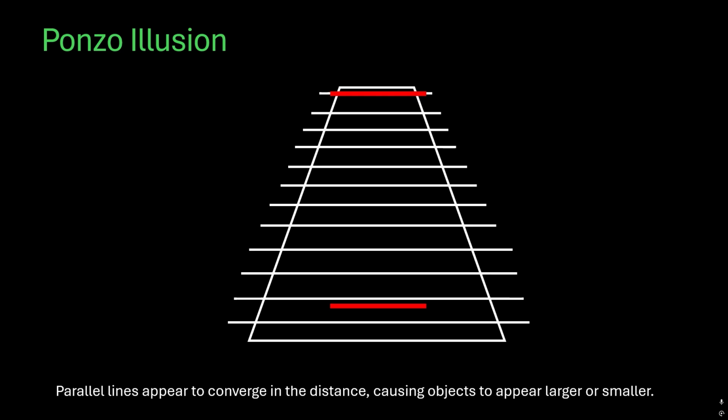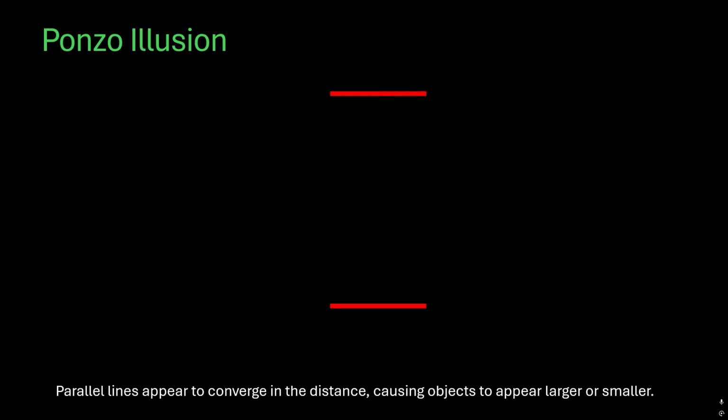So you might have said the top line is longer. But when we remove the converging lines, then we see that they're actually both the same size or same length.